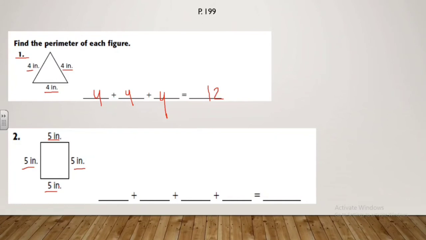From the shape in front of us, how can I find the perimeter of this shape? Great, I can hear you. All you have to do is add all the sides. That's great. So it will be 5 plus 5 plus 5 plus 5. And that equals what, Habibi? Yeah, that equals 20.